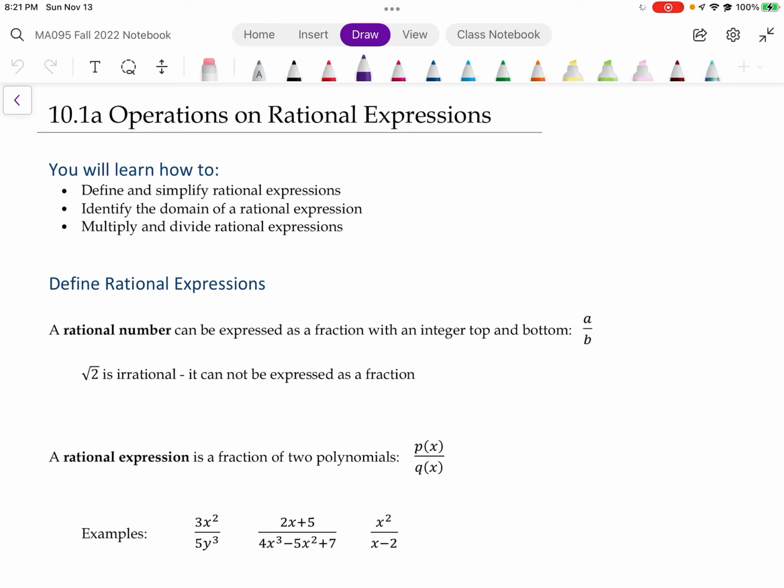Remember, an expression is not an equation, so this doesn't equal anything. We're just going to be simplifying things. All right, so starting out with a rational number.